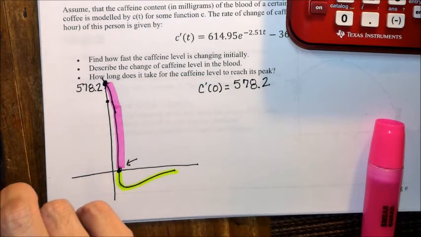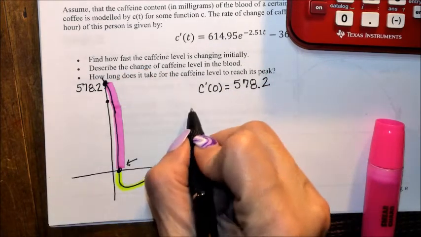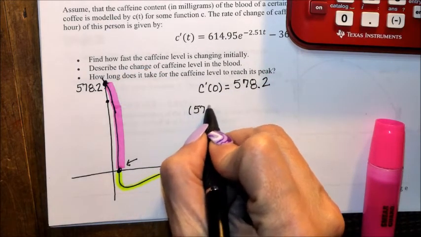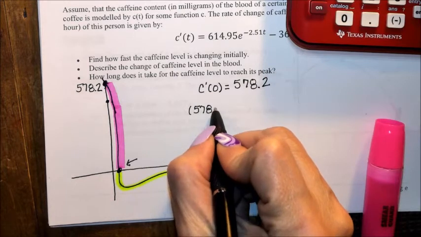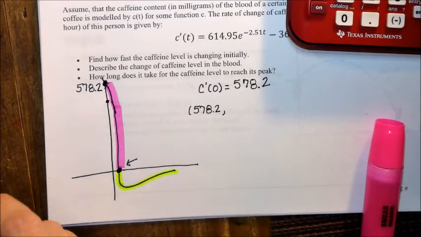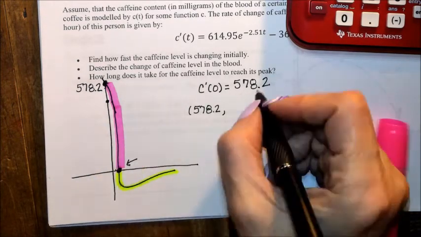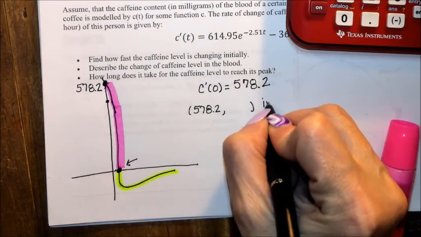Describe the change of caffeine level in the blood. Okay, so we're going to go from 578.2 to, what was that point right there? Did we find that point yet? Because for all the way from 578 to this point, I would say it's increasing.